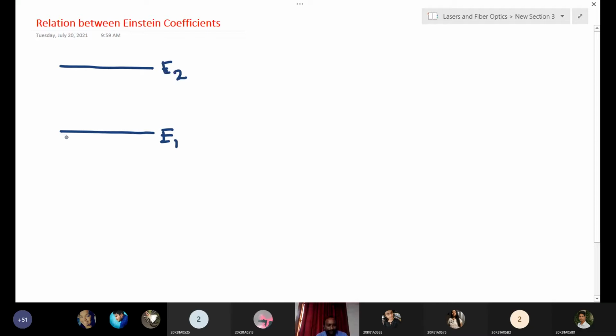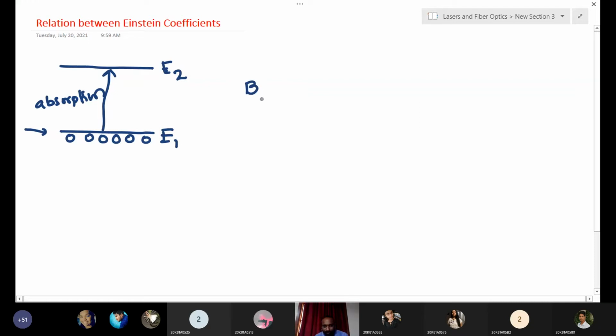Mostly atoms sit in the ground state because this is a highly stable energy level. Once you give some energy to these atoms, they go through a transition to the excited state. This is what we call the absorption process, or induced absorption process. This absorption rate I am writing as gamma 12, meaning transition from level 1 to level 2. Atoms go from the ground state to the excited state when they absorb some energy. So gamma 12 is the transition rate.